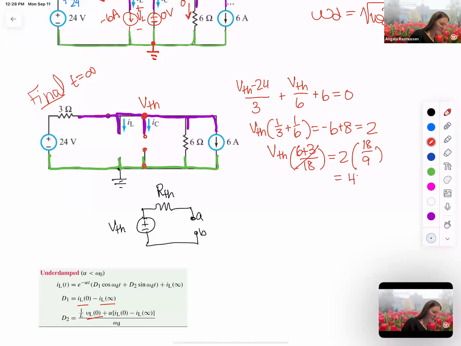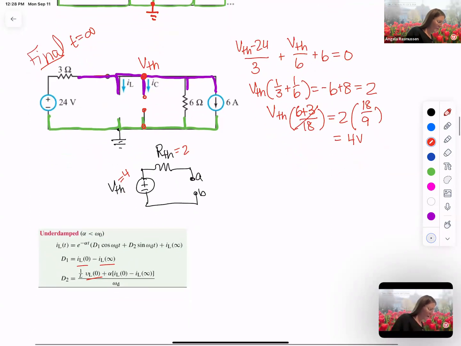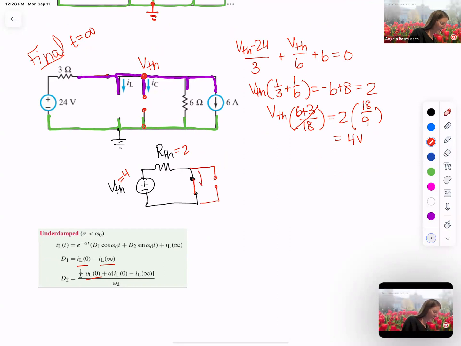So this ends up being 4 volts. So this is 4, and then we already found that to be 2 ohms. So now I can put back my inductor, which is going to be the wire, and the capacitor, which will be an open, and I'm just solving for IL through this.